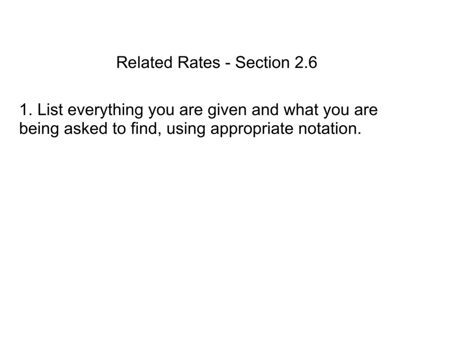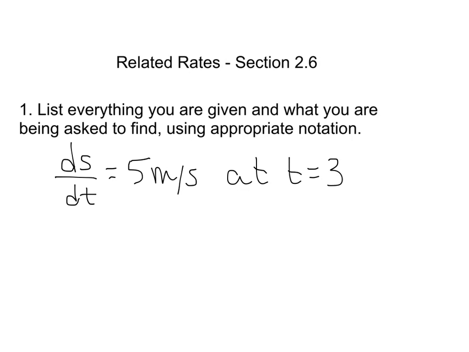First, it's a good idea to list everything you're given in the problem and also what it is you're being asked to find. And you should use appropriate notation. For example, if I know that Sebastian is running at a rate of 5 meters per second at t equals 3, then I would write down ds/dt, for Sebastian's running rate, is 5 meters per second, at t equals 3. Okay, so that would be information I would want to write down.